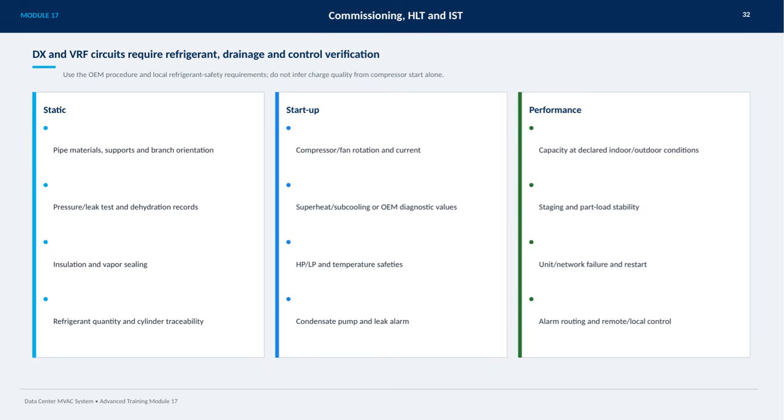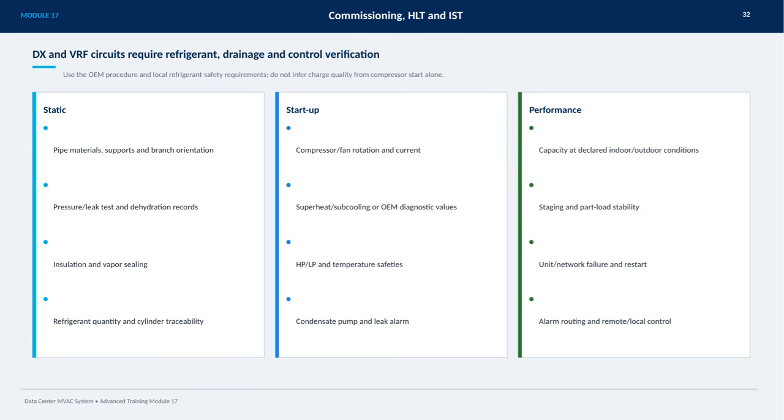Equally important are pressure and leak testing, along with dehydration records, to confirm the circuit is free of contaminants and moisture. Proper insulation and vapor sealing help maintain system efficiency and prevent condensation issues. And don't forget to confirm refrigerant quantity and maintain cylinder traceability for accountability. During startup, you need to check compressor and fan rotation and current to avoid mechanical damage.